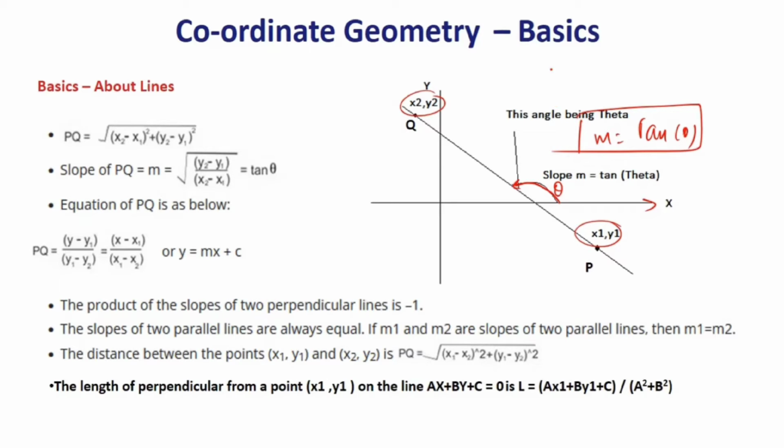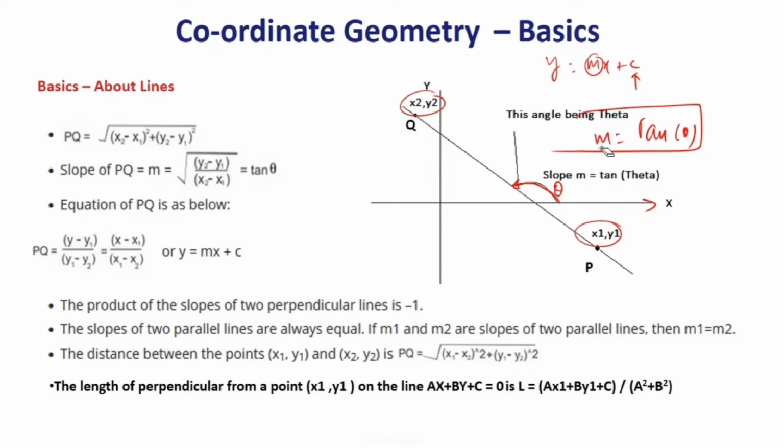And the general form of a line is y is equal to mx plus c. Here m is nothing but the slope of the line and c is the y-intercept. What is the y-intercept? This length. The length that the line cuts on the y-axis, that is also called the y-intercept.